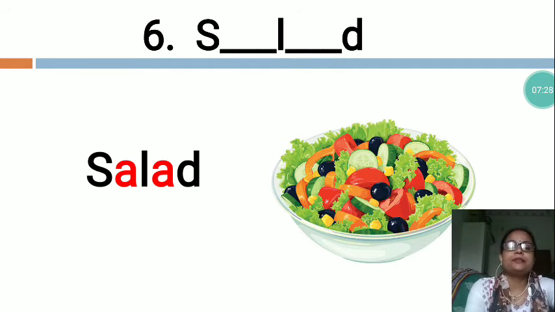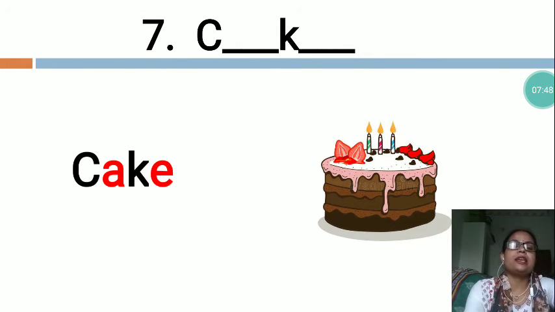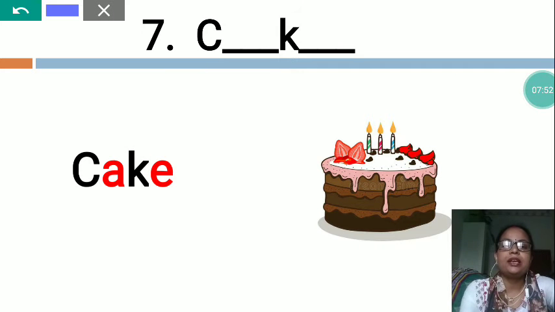Now the next is C dash K dash. In this word also two letters are missing. So we will fill the correct letter at the proper place. Now, which word is this? I would like to give you the clue. This is a picture of cake. Now the cake spelling is C-A-K-E, cake. So we will write after C, A, and then after K, E, cake.